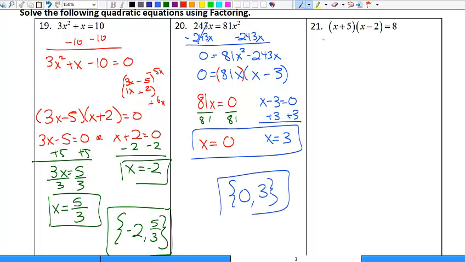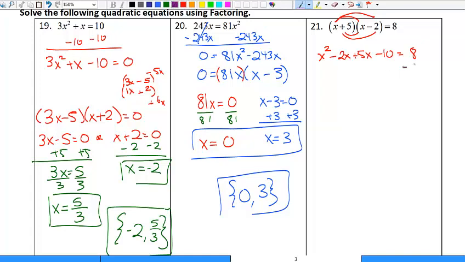Okay, number 21 is a little bit more difficult because the left side looked like it already factored. And a lot of students are like, oh yay, it's already half done for me. No, it's not. Because it's not equal to 0, I have to do a lot of distributing before I can move the 8 over to make it equal to 0. So there's a lot of work here to be done first. So we have x squared minus 2x plus 5x minus 10 equals 8.